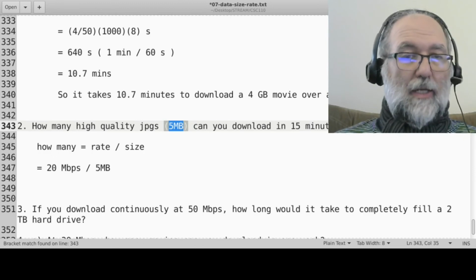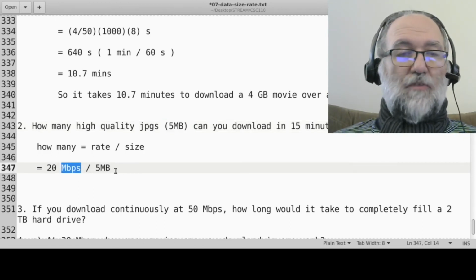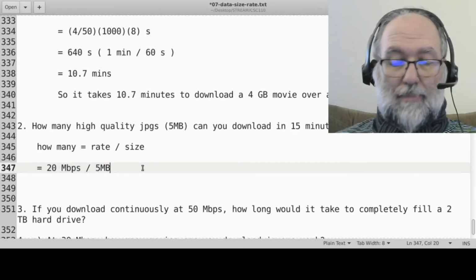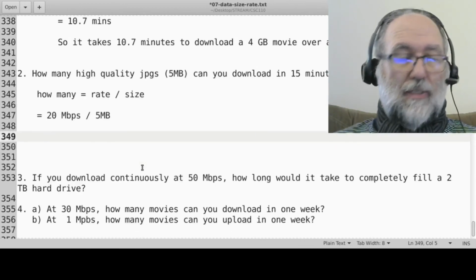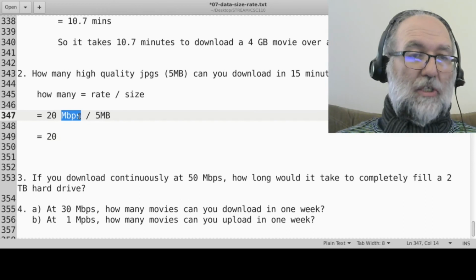And so that's what we want to divide. Okay, and as you can see, you've got a mismatch of units. You've got megabits per second in the numerator and megabytes in the denominator. Okay, so let's first write the megabits per second as a fraction.